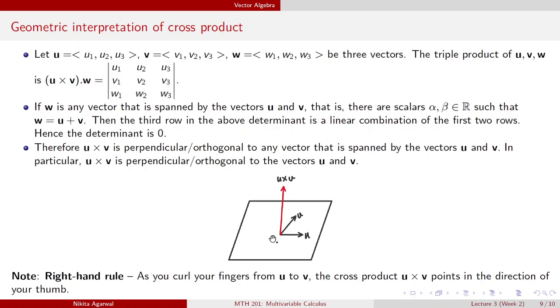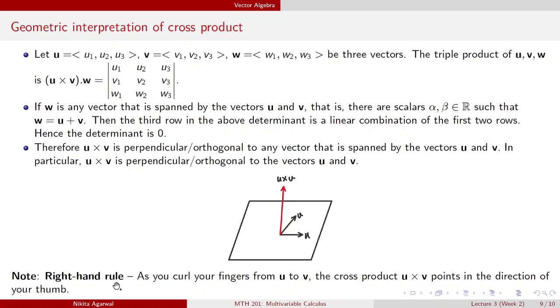So, look at this picture. I want you to imagine U and V on the floor on which you are sitting. Then U cross V is perpendicular to both of them, right? So it will point in the height of your room, right? And here, the right hand rule is quite important. We will talk about it in the next lecture.